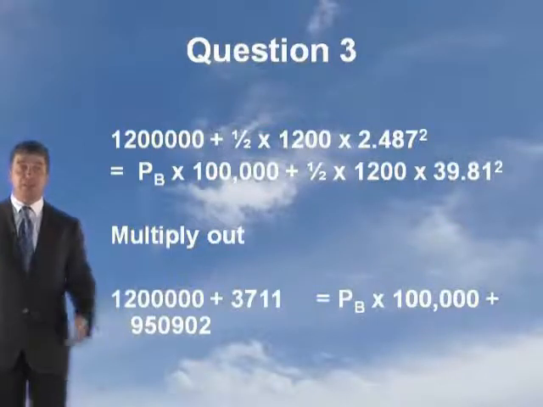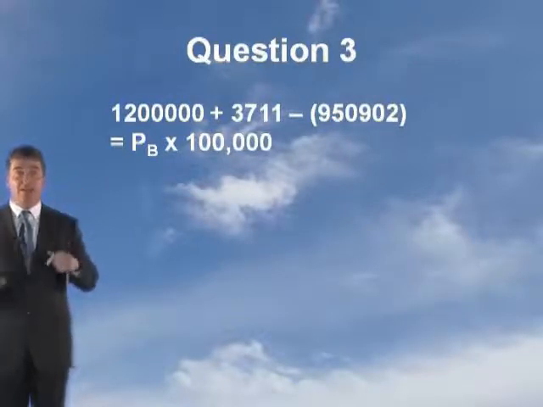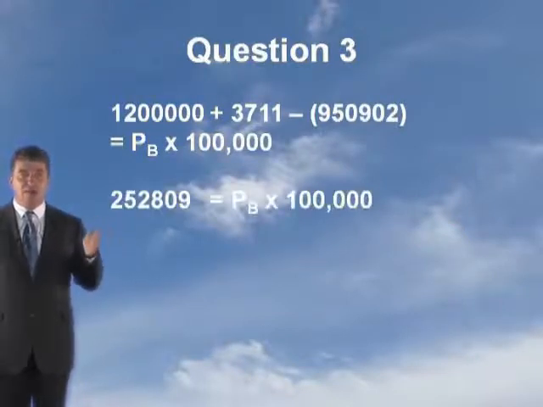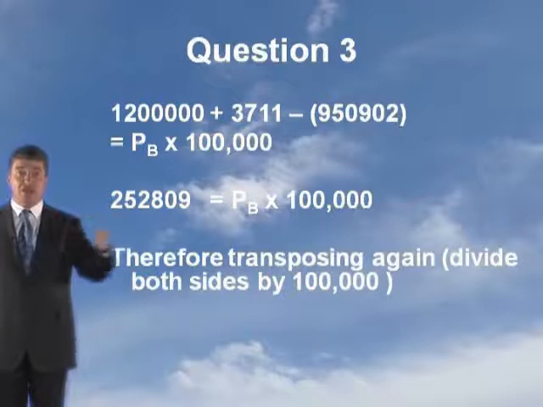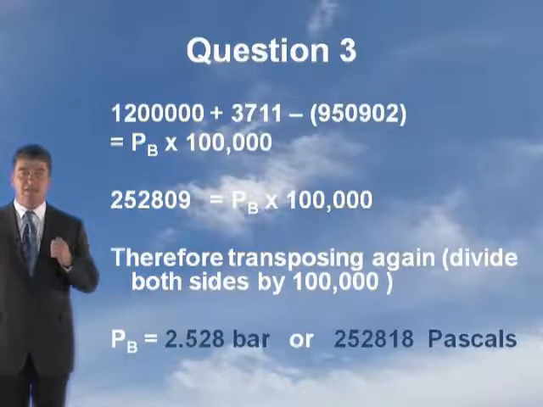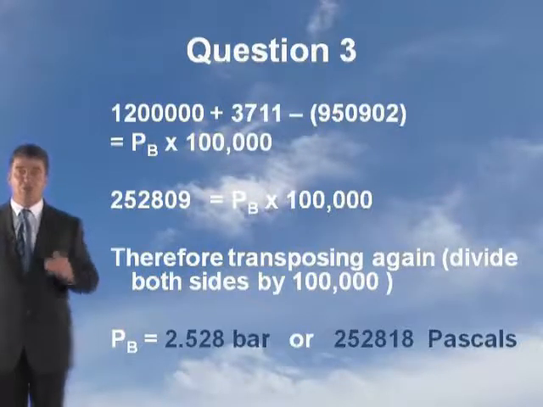950,902. Transpose again by cancelling out the 950,902 from both sides, gives you 1,200,000 plus 3,711 minus the 950,902, and that gives you 252,809 equals PB times 100,000. All you do, divide both sides by transposition by 100,000. It gives you the pressure at B equals 2.528 bar, or 252,818 pascals. That's what the question was asking you.